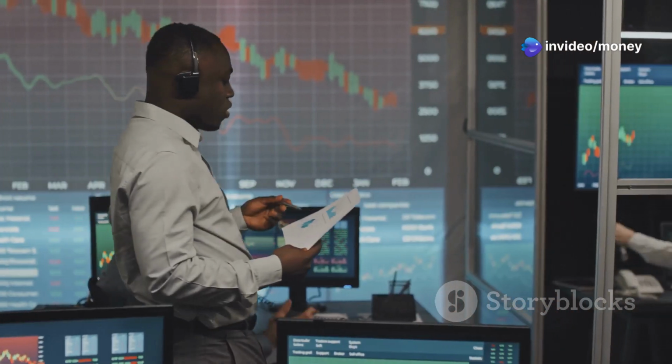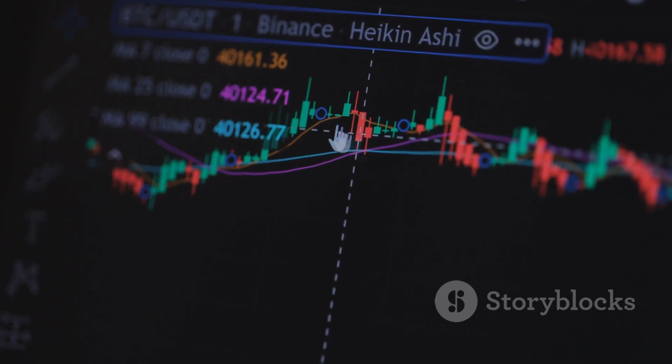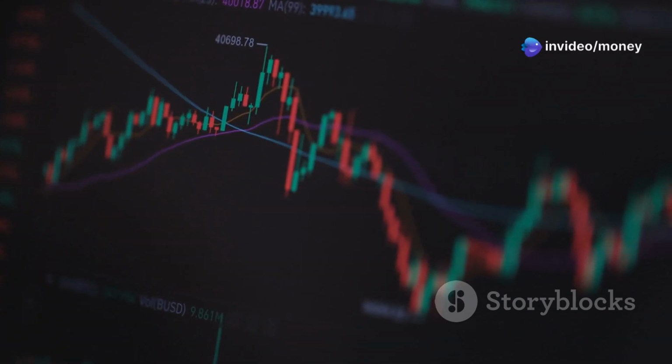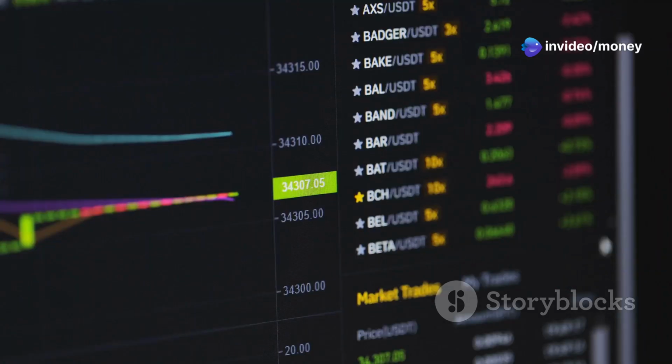Another important indecision pattern is the inside bar. This is a two-candle pattern where the second candle is completely contained within the high and low range of the preceding candle, which is often called the mother bar. The inside bar represents a contraction in volatility and a period of consolidation. The market is taking a breather after a strong move.